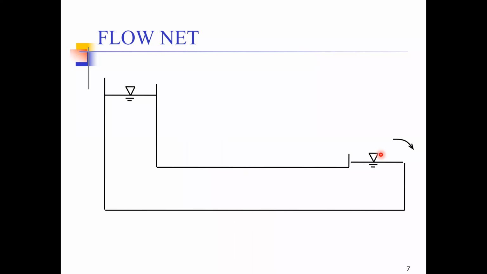So let's see a slightly different case. Let's see a case in which we have a slightly different configuration compared to the previous one. Let's assume that we have the same U-shaped tube, which has two different kinds of soil in it. One is sand, and there's another clay layer in the middle, and then again sand. Now, let's try to draw the flow nets through this one.